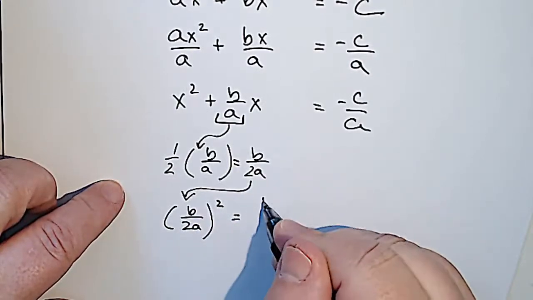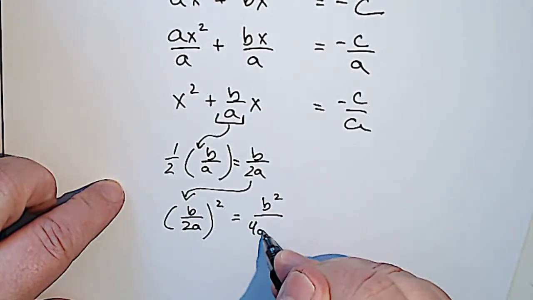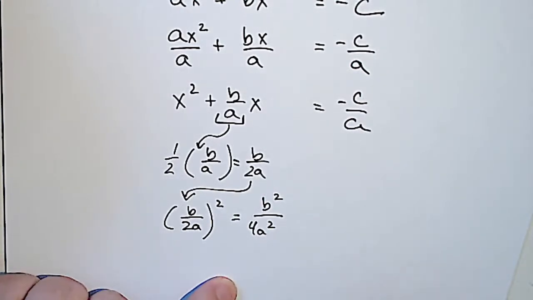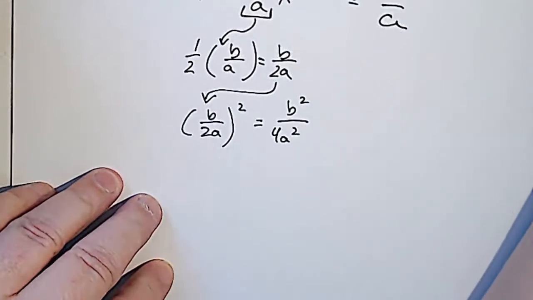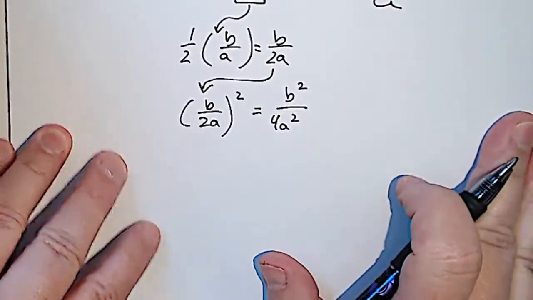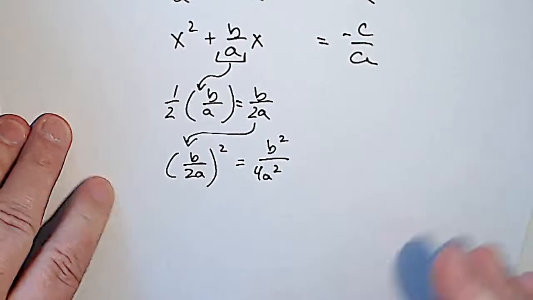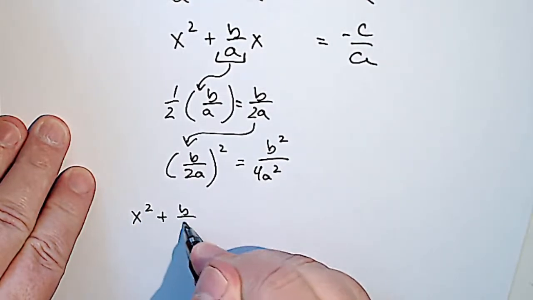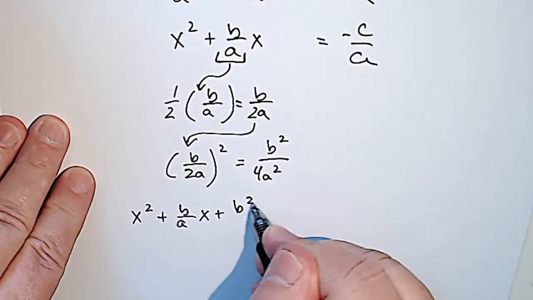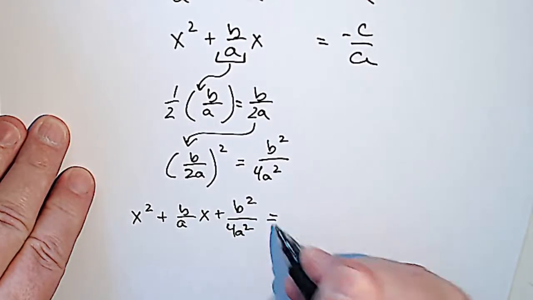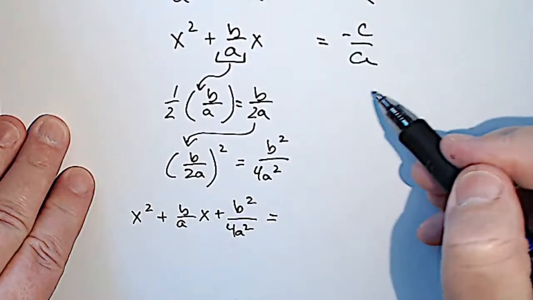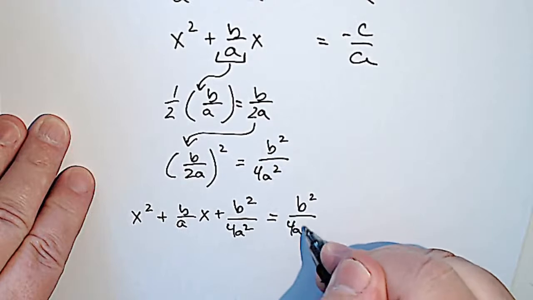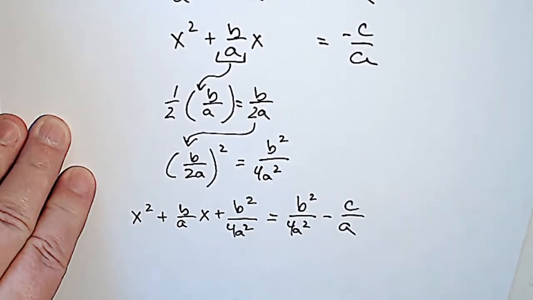b over 2a squared is b squared all over 4a squared. Notice I squared the 2 and the a, so I got 4a squared. Okay. And then that is, oops, I went too far. I got so excited. That is what I'm going to put into the x squared plus b over a x plus b squared all over 4a squared. And then over on the other side, I have this minus c over a. I'm going to squish this in the middle. So it looks like that.